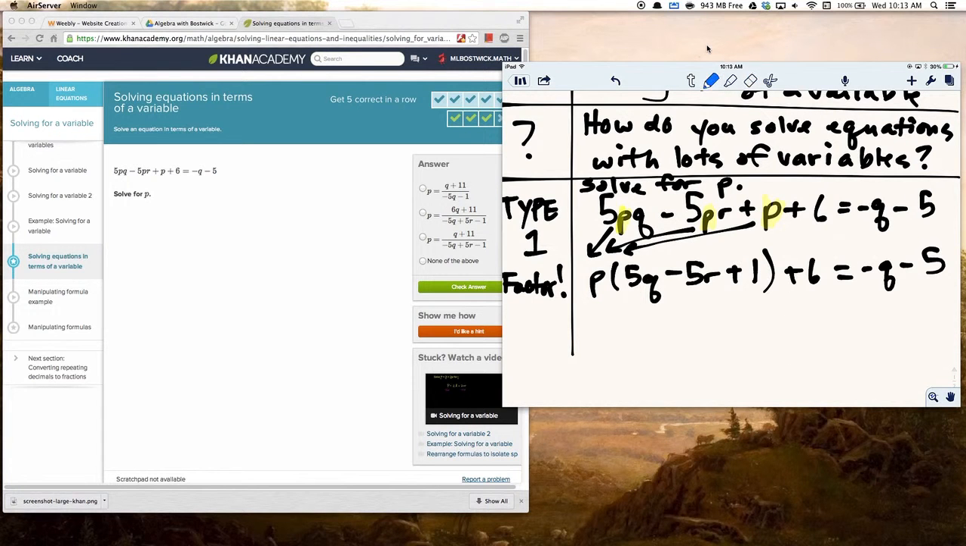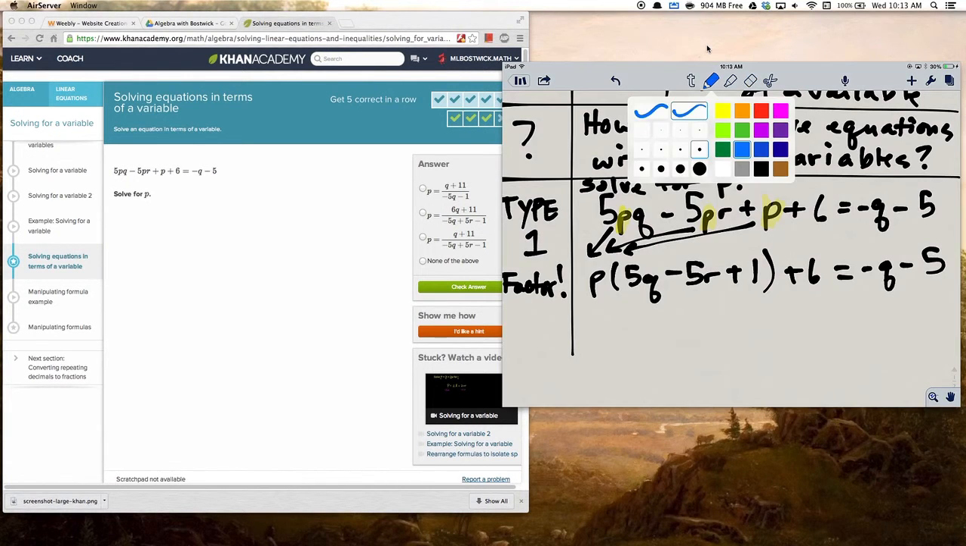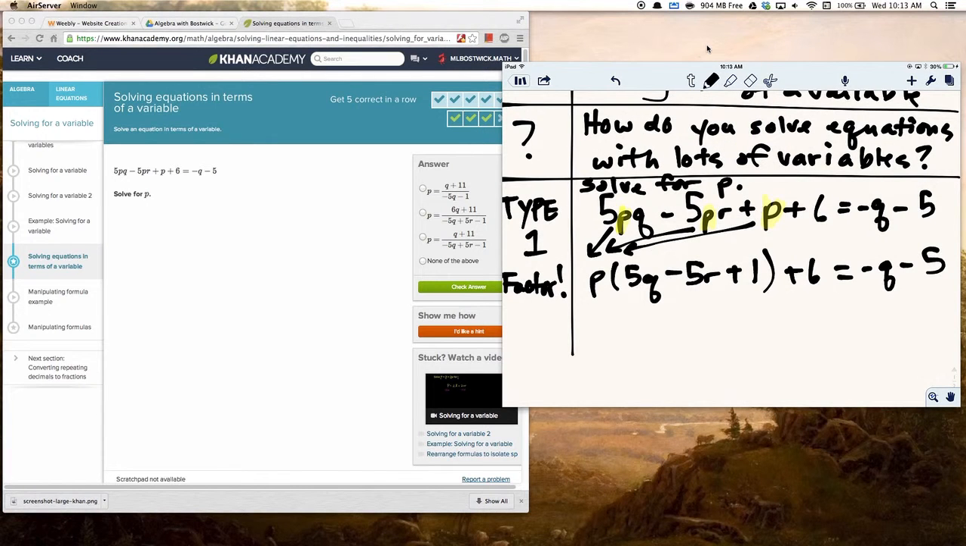And so I factor, and now the next step I'm going to take, this you should start writing down again. I'm going to take away 6 here, because it's added to the term with p in it. And so I'll subtract it from its like term on the other side. So I'll get p times 5q minus 5r plus 1 is equal to negative q minus 11.